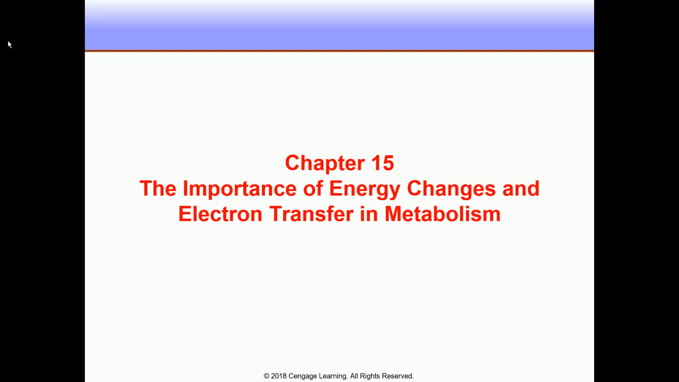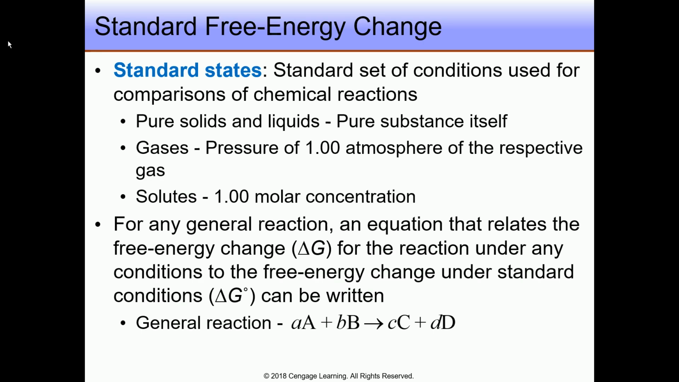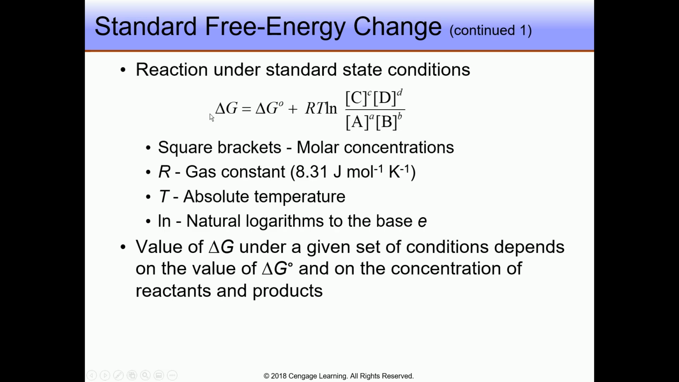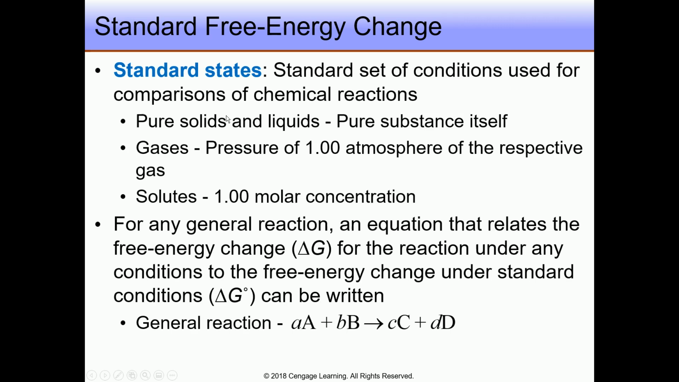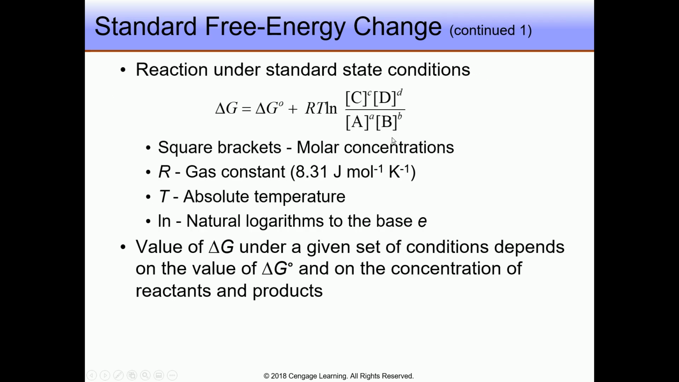Suppose in this reaction, A plus B are the reactants and they get converted into the products C and D. In this kind of reaction, if we want to calculate the free energy change, how do we do that? We calculate the free energy change for this reaction. First of all, let's understand what these are. Delta G naught means the free energy change under standard conditions, and C and D are the concentrations of products, and A and B are the concentrations of reactants.